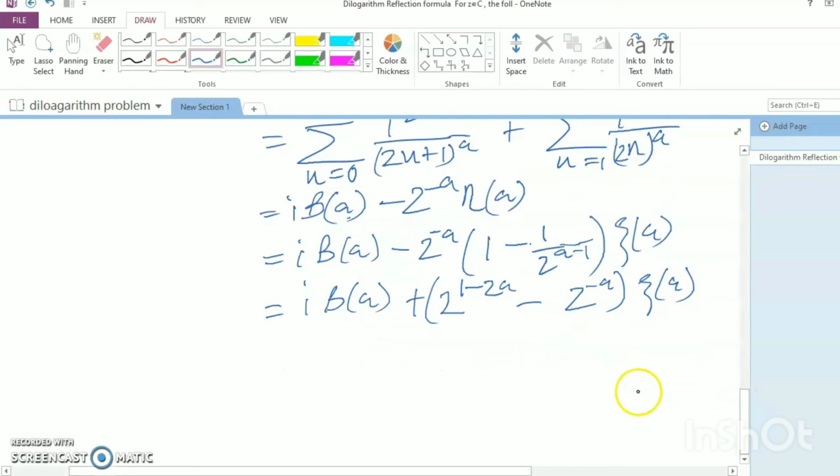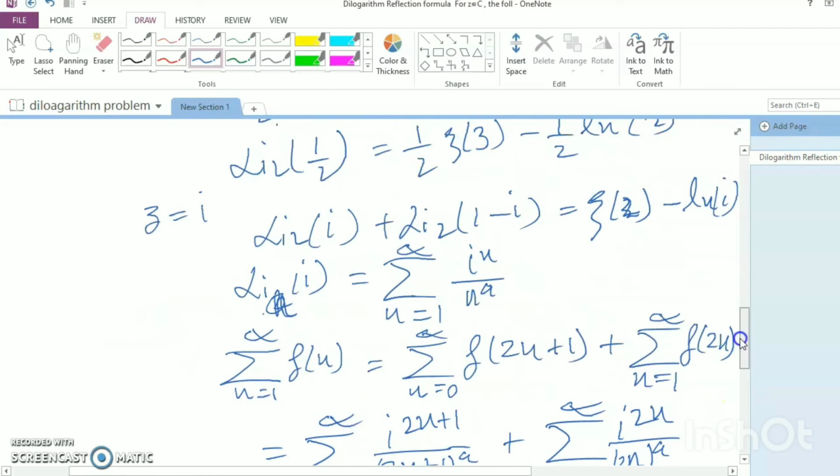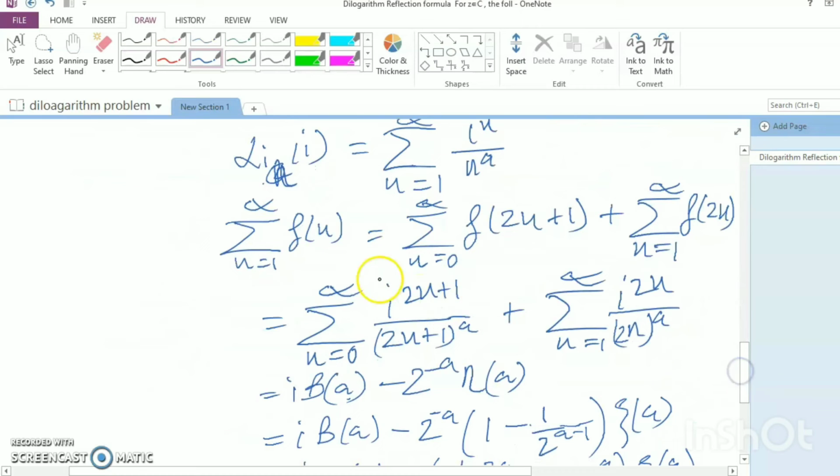No problem. So ln(1 minus i) is equal to half ln 2 minus i pi by 4, and ln(1 plus i), and ln i I have to find out, ln i is equal to i pi by 2. Here I have to find out the generalization formula, li a.